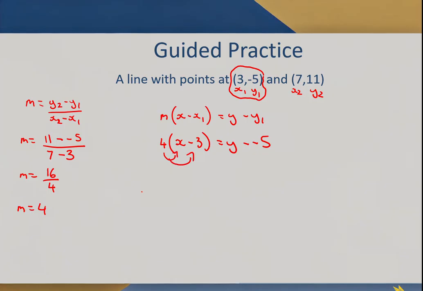So that means I've got 4 times x equals 4x. 4 times 3 equals 12. y take away negative, that means it's plus, so y plus 5. And then I will get y by itself. So I'm going to take 5 from both sides. y is equal to 4x, 12 take away 5 is 7. So we should have y equals 4x plus 7.